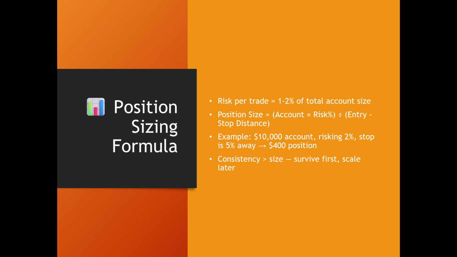So the basic formula is your position size should equal your account size times your risk percentage divided by your entry price subtracted by your stop price. So if you have a $10,000 account and you're risking 2%, that's $200. If your stop is 5% away from your entry, you take that $200 divided by 0.05, which gives you a $4,000 position size.